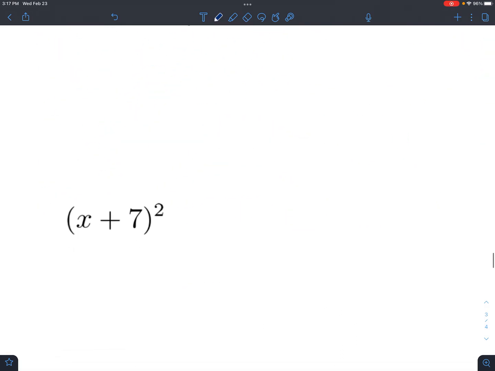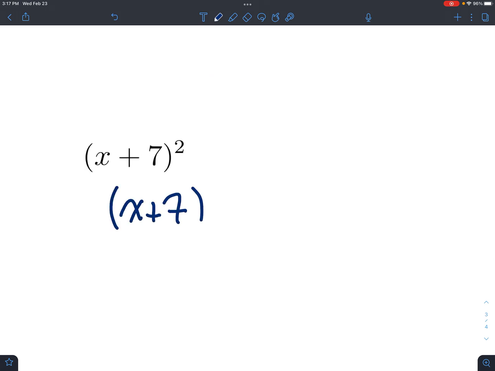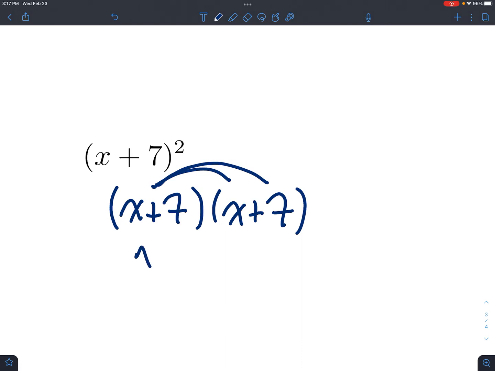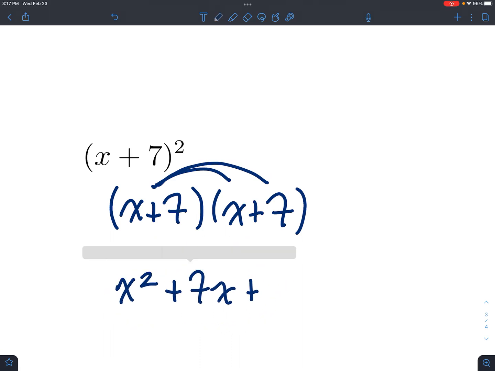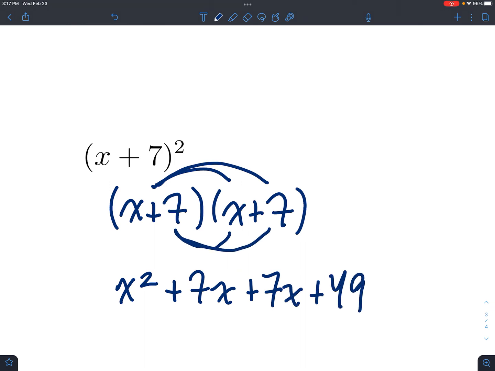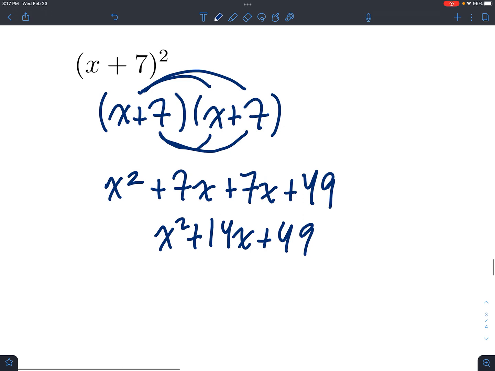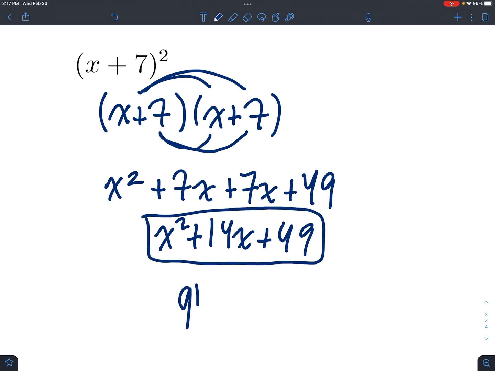Okay. And finally, when we have that squared, that means that it's 2 copies multiplied. So I'm going to rewrite it like this. And then my job is to distribute. So those are my first two distributes that I did. And then I have plus 7x plus 49. And altogether, we get this, which is a quadratic. Got that squared, and it's a trinomial.